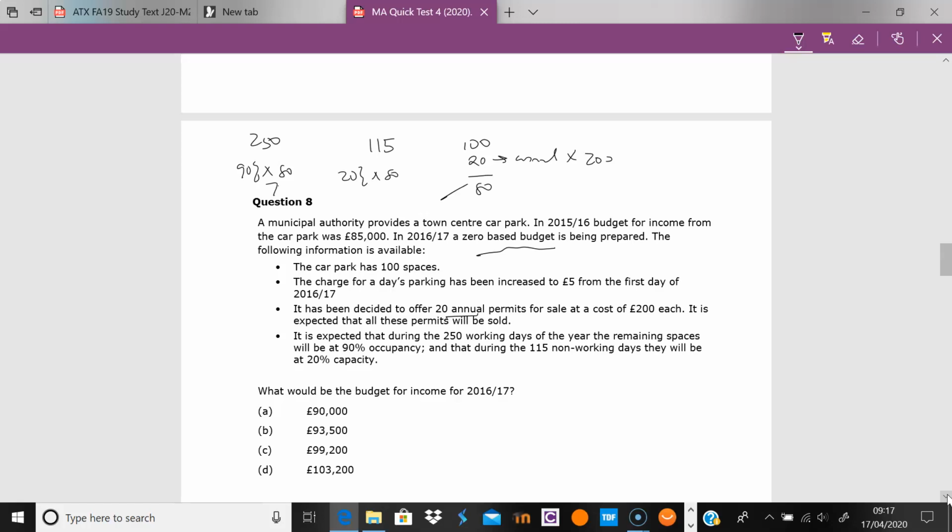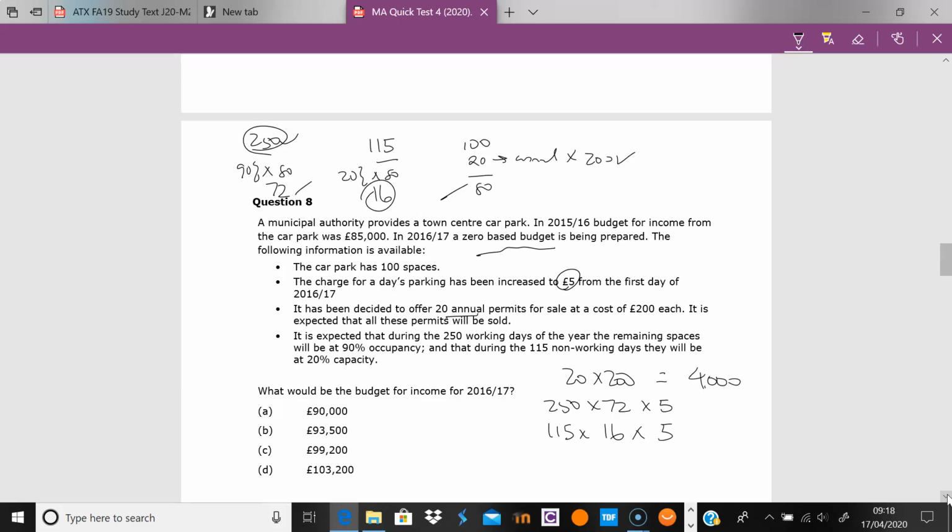So what does that mean? You're saying 72 spaces will be occupied for 250 days of the year, and 16 spaces will be occupied for 115 days of the year. So what does that mean in terms of total income? I will have the 20 times the 200 from here. Then I will have 250 times 72 times £5, because you've told me it's £5 a day. And here I will have the 115 times 16 days times £5 as well.